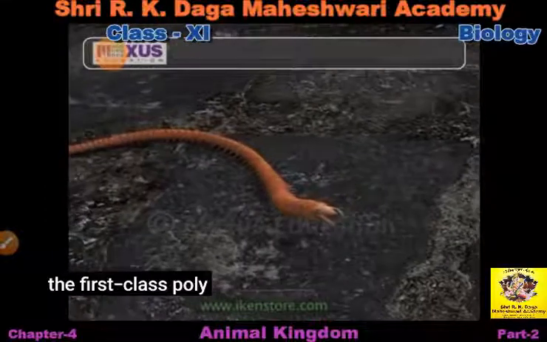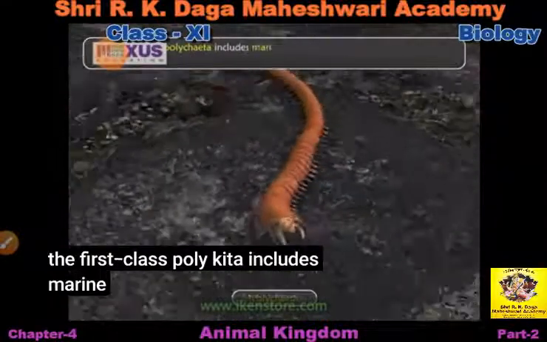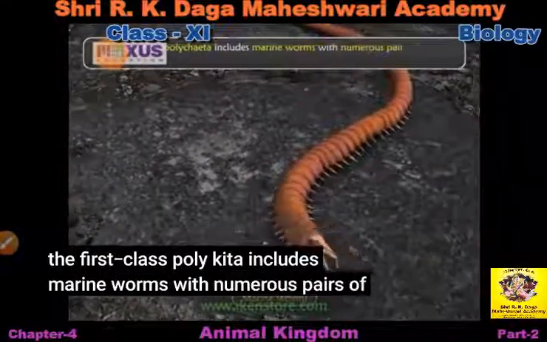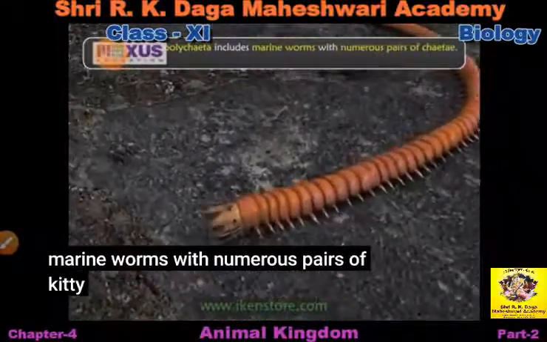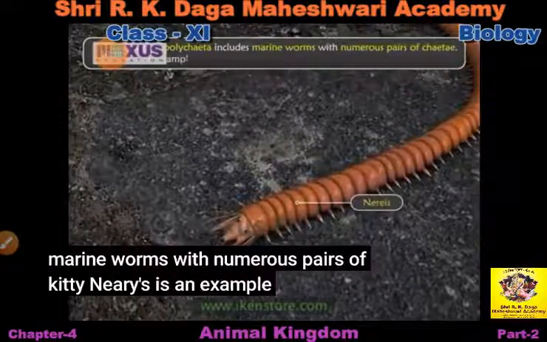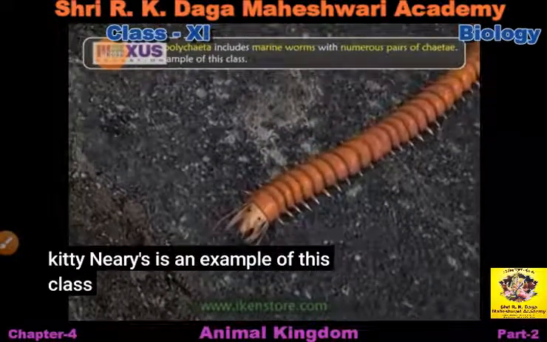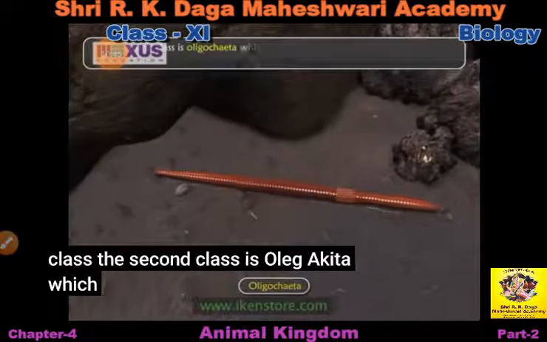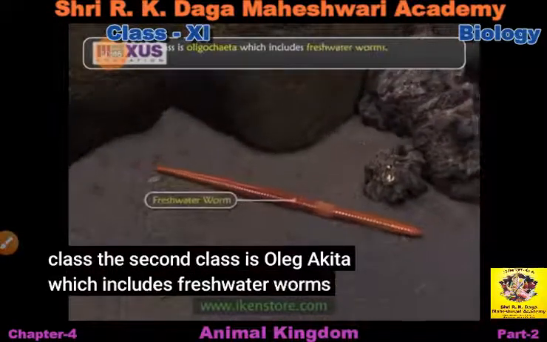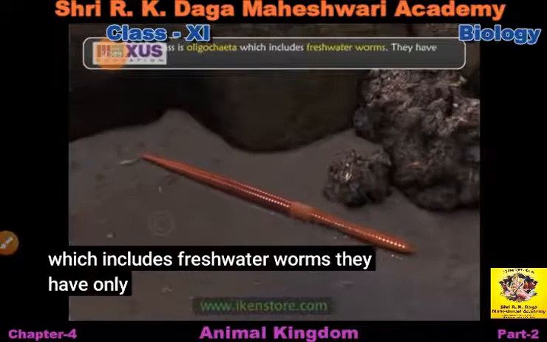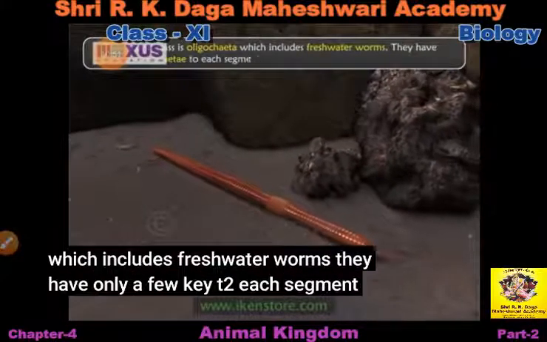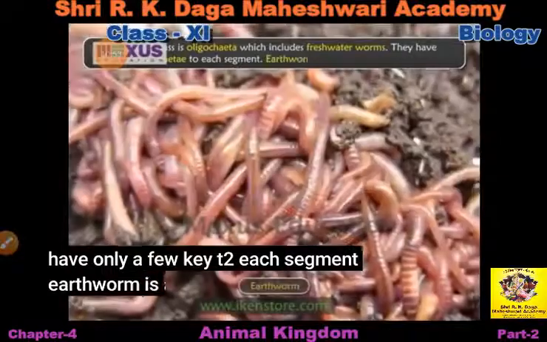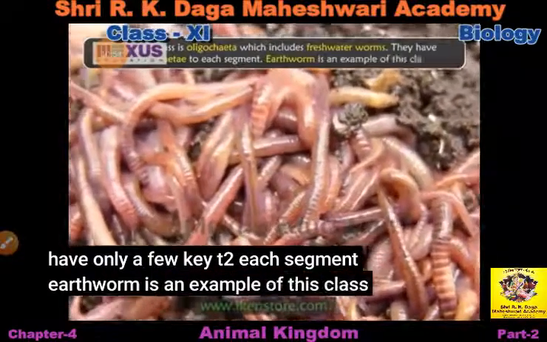The first class, Polychaeta, includes marine worms with numerous pairs of chaetae. Nereis is an example of this class. The second class is Oligochaeta, which includes freshwater worms. They have only a few chaetae to each segment. Earthworm is an example of this class.